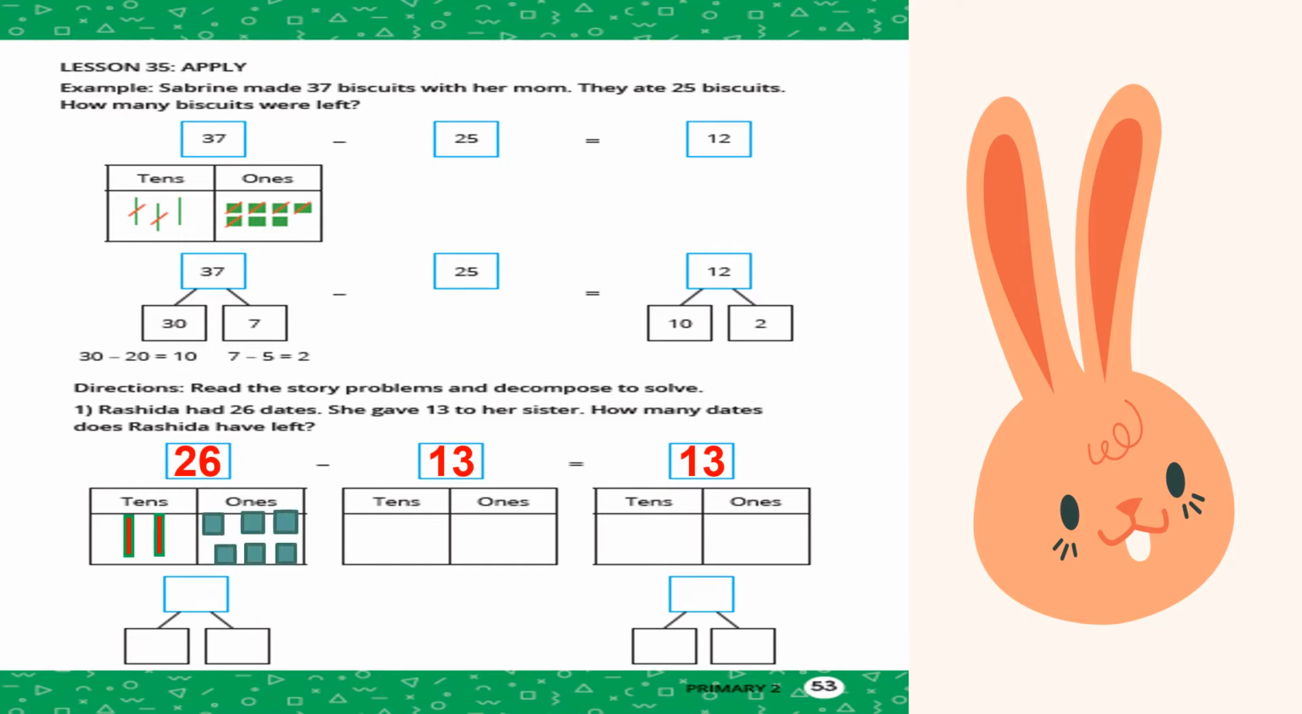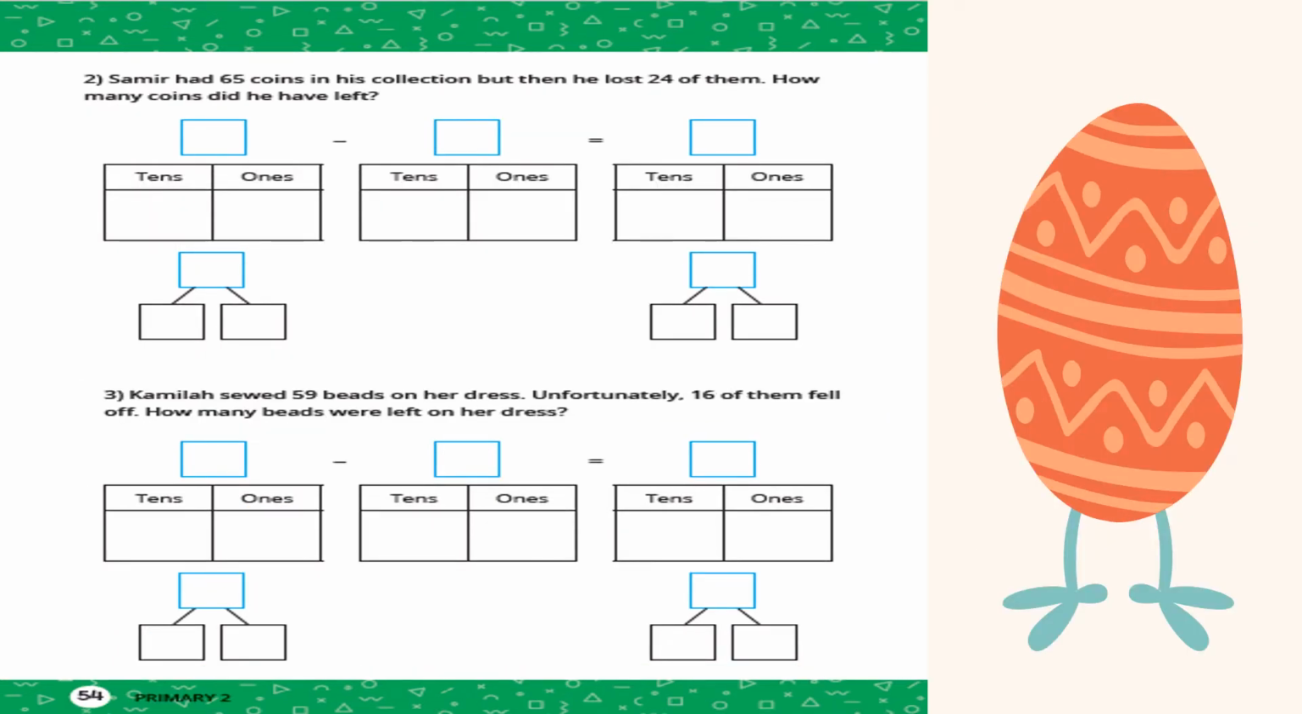6 small squares. Let's decompose 26. 20 plus 6. 26 minus 13. So we will cancel 3 small squares and 1 stick. So the remainder will be 1 stick and 3 small squares. Let's decompose 13. 10 plus 3. Let's move to the next story problem.